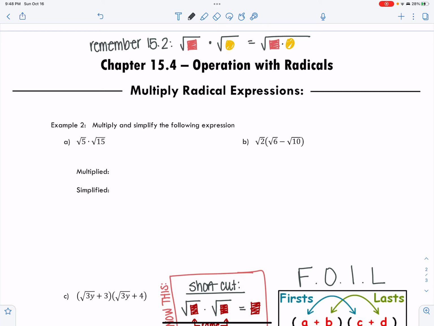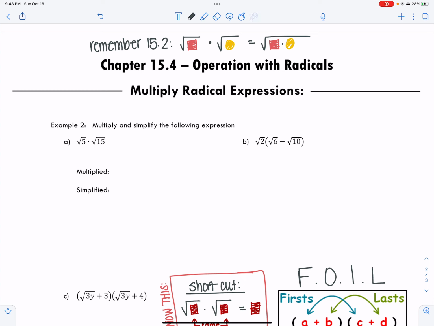Alright, so in this video we are going to be looking now specifically at multiplying radicals. So in the last video we looked at adding and subtracting radicals, and now we're going to look at multiplying. The rules do change. With addition and subtraction, I can simplify and then combine like terms. With multiplication, I can combine anything.